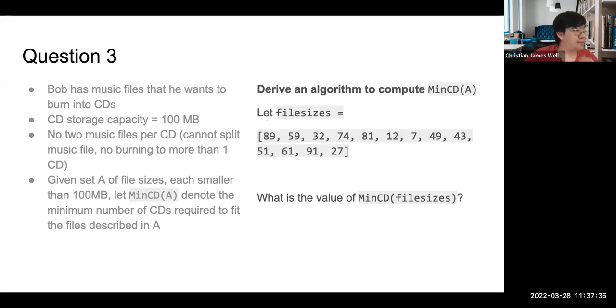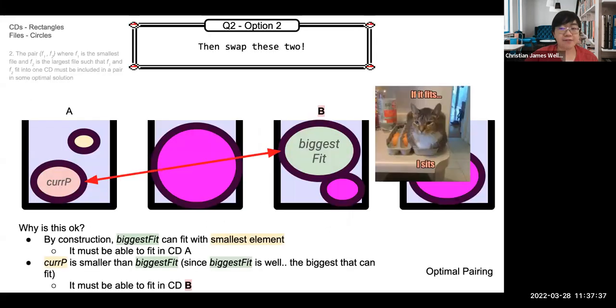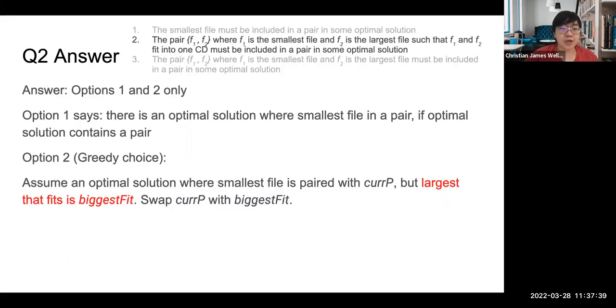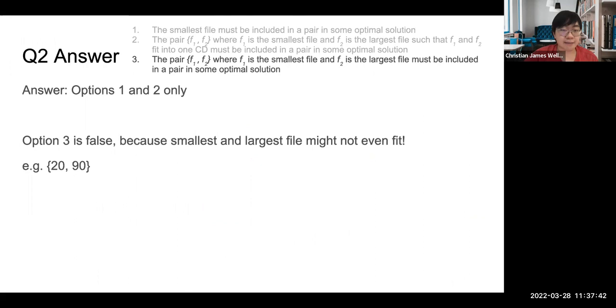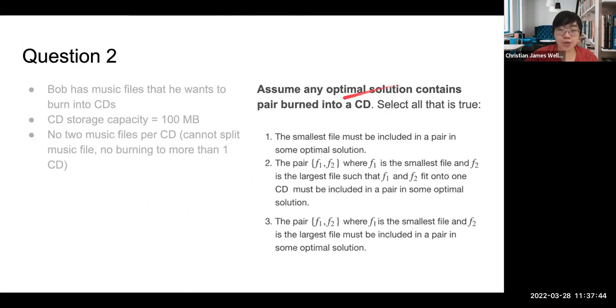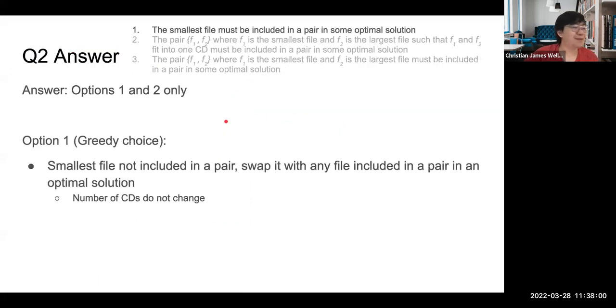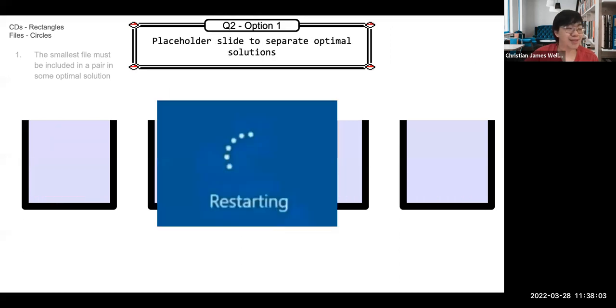Okay, so there's a small nitpick in the chat. Option 1 assumes there must be a pair first. So yes, you are right, and actually that is the assumption in the question: assume any optimal solution contains a pair burned into a CD. That was the original assumption, but you are right that we need some pair to exist first. Does this answer your question? Yep, no problem. So if no pair exists in the optimal solution, then this argument doesn't quite hold. Good catch.